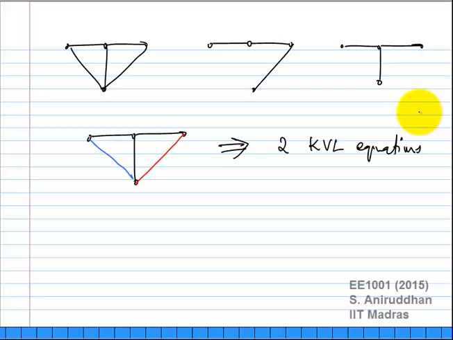So you can take the example of the other tree, and I can complete it in this way and I can complete it in this way. You will find that any tree you choose, you keep adding branches to create loops, that will give you the number of independent KVL equations. Is that clear? Any questions? Okay.